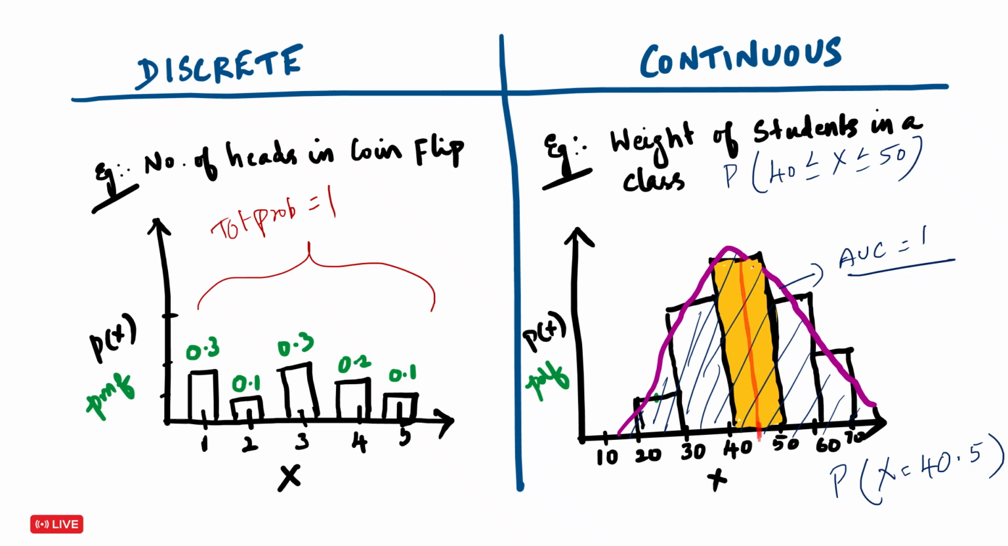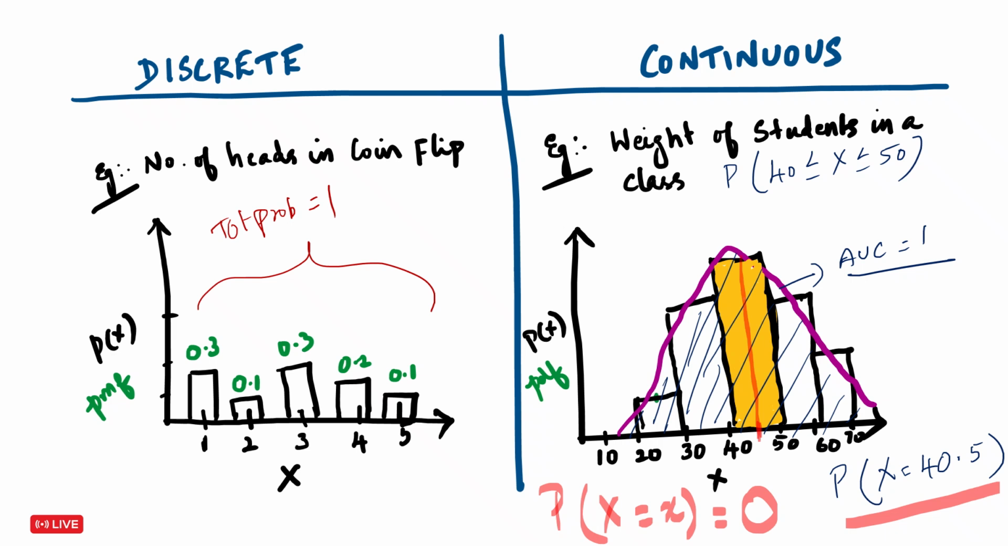So that is why the probability of a random variable with the exact value of 40.5 is always equal to 0, because we are taking the area under the curve for calculating the probability in a continuous probability distribution. Here the value is exactly equal to 40.5. This line does not have any width, so there is no area.